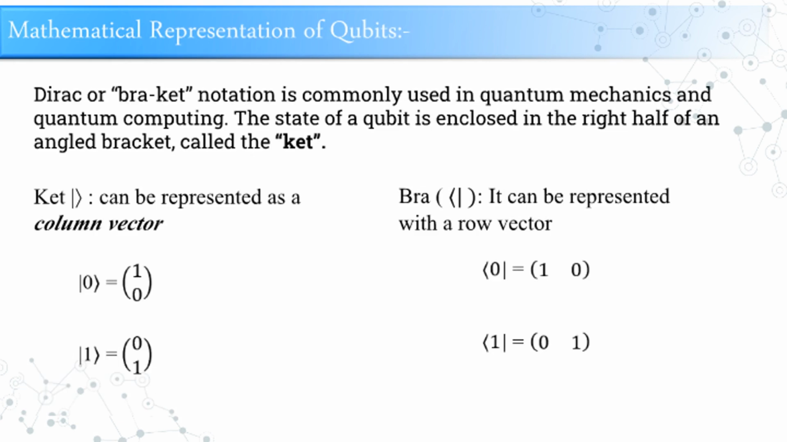Now let's talk about the mathematical representation of qubits. Dirac or bra-ket notation is commonly used in quantum mechanics and quantum computing. The state of a qubit is enclosed in the right half of an angled bracket, called the ket.